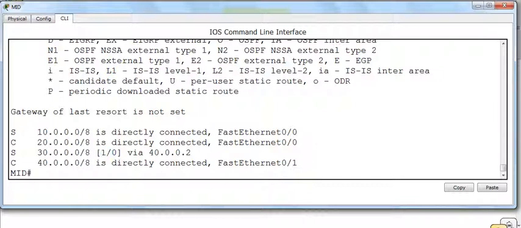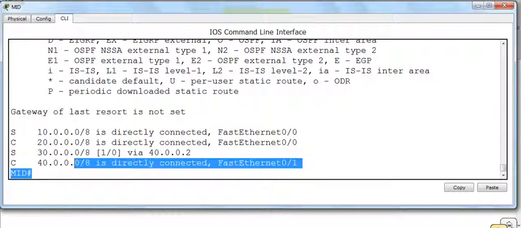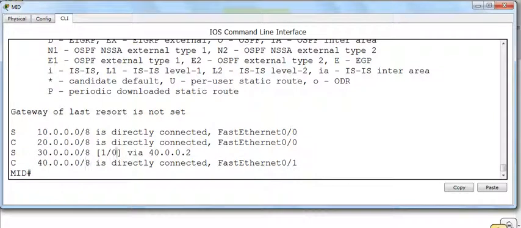And what is 0? How many hops away? Actually 40 is just directly connected to 30 network. Sorry, to reach 30 you go to 40. 40 is directly connected. That's why it says 0 hop. You don't need to jump anywhere to go to 40. Those things we will be discussing in coming videos about administrative distance and so on.